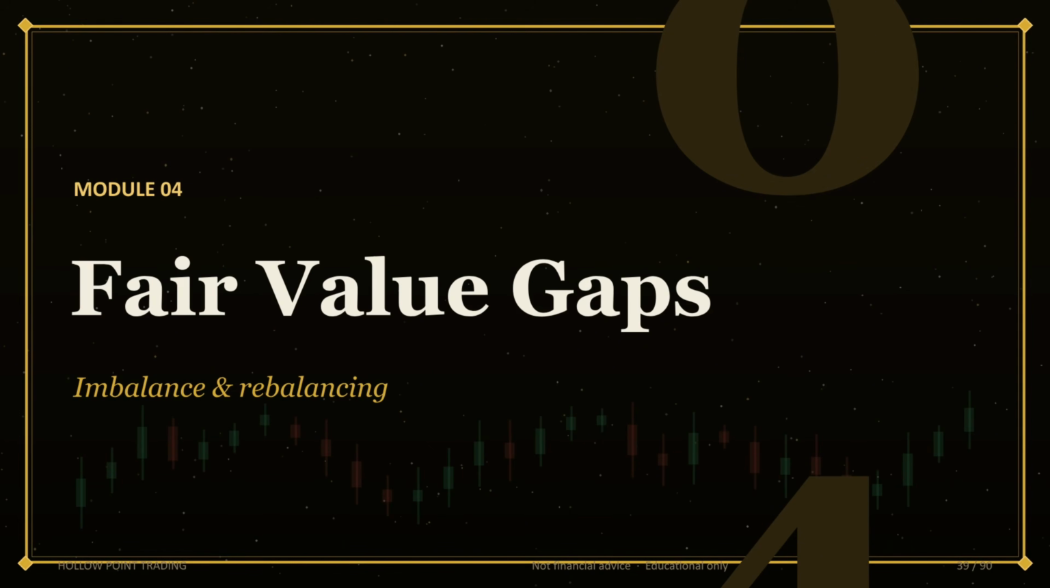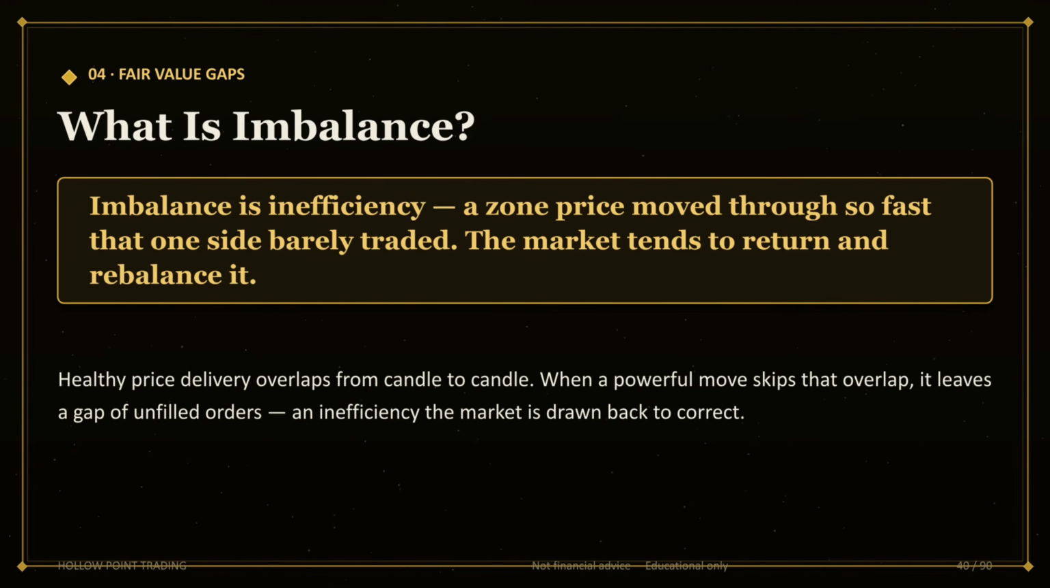Welcome to Module 4, where we cover fair value gaps or FVGs. Understanding imbalance and rebalancing is critical for mastering ICT price delivery. Imbalance is essentially market inefficiency. It occurs when price moves so fast that one side barely trades. Because the market seeks efficiency, it frequently returns to these zones to rebalance, providing opportunities for traders.